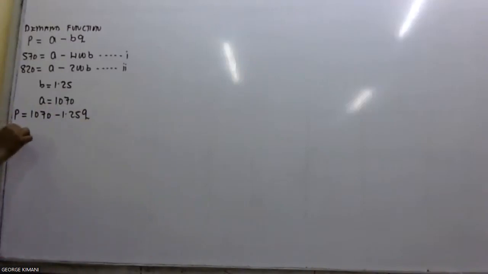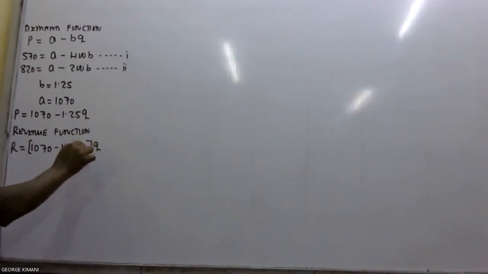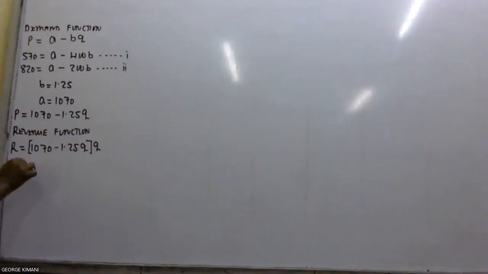Once you get that, now you proceed to the revenue function. Revenue function. Now revenue should be the price you multiply by the units. The price you multiply by the units. So our revenue should be 1070Q minus 1.25Q squared.